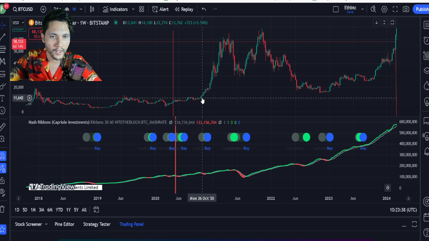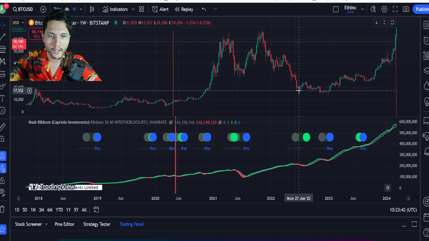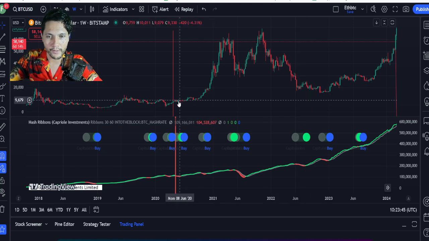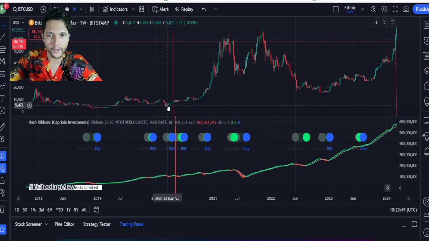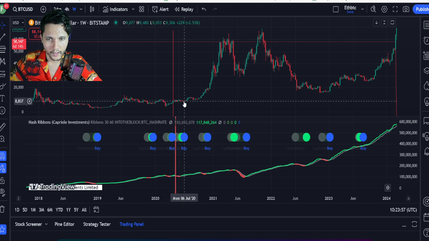There are times where the price goes up for a while, and then it will later come down, but for the most part, they do precipitate some pretty extraordinary buying opportunities, and it does precipitate large bull waves, I guess you could say. So what is a mining capitulation?